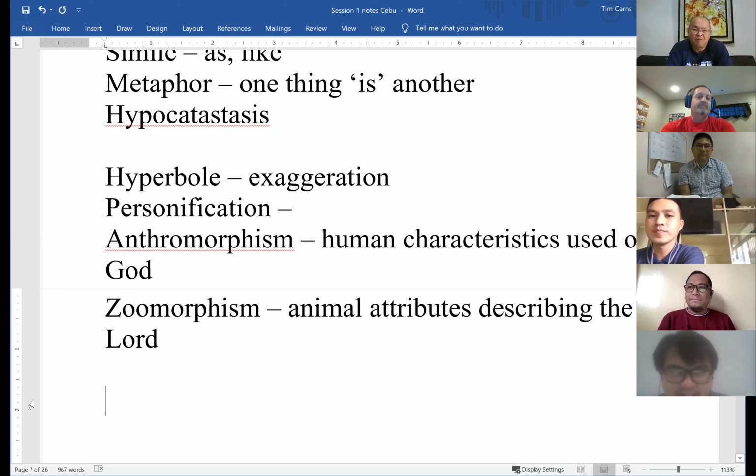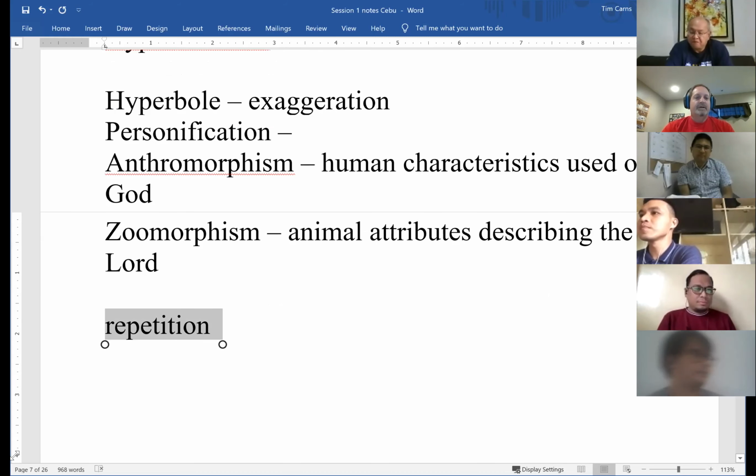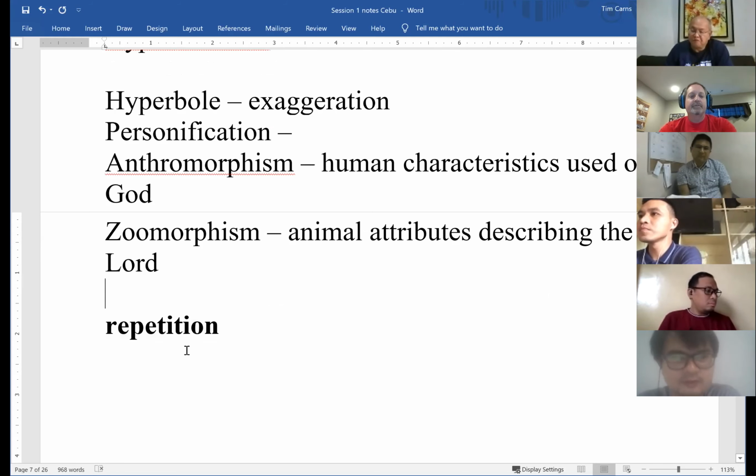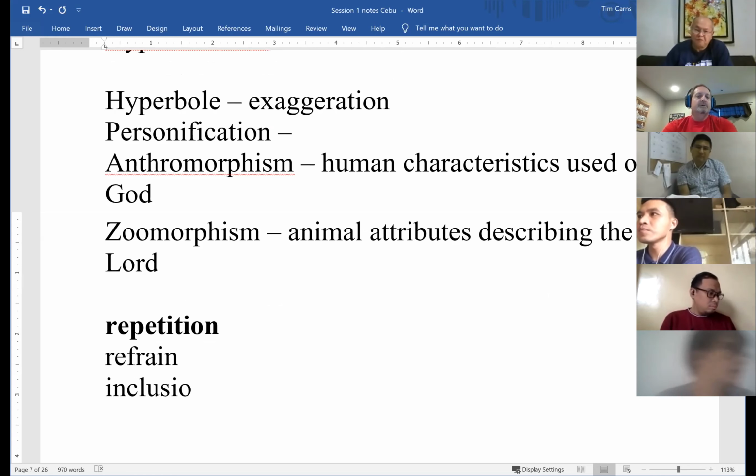There are some other kinds of poetic devices. Pastor Entz mentioned one earlier, very common in Hebrew poetry. Repetition, all right? Among the most common types of poetic devices used in Hebrew poetry, it's repetition. There's also things called refrain, inclusio, which we'll cover a little bit later as well.